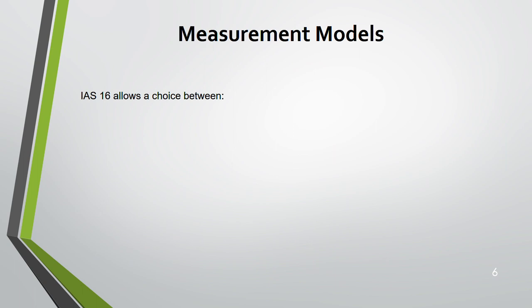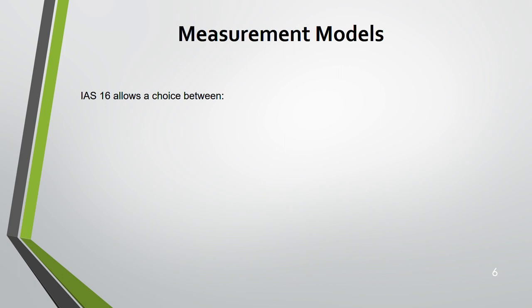Now we are moving on to the next step, that is measurement model. This comes only after initial recognition. Once you recognize it's an asset, then only you measure it. Otherwise, if you do not recognize it as an asset, what's the use of measuring it? You forget about it. So initial recognition is met, now comes measurement model.